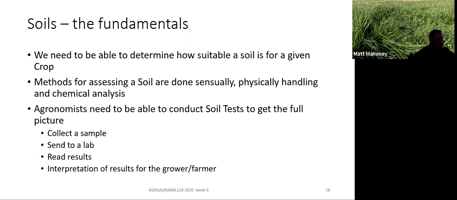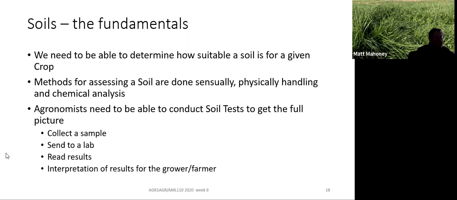So with that, we need to be able to determine how suitable the soil is for a given crop. And there's a number of methods for doing this. We can use chemical analysis. We can use a physical handling analysis. So one is the physical handling, and the other is when we send our soil test off to a lab, which is the chemical analysis.